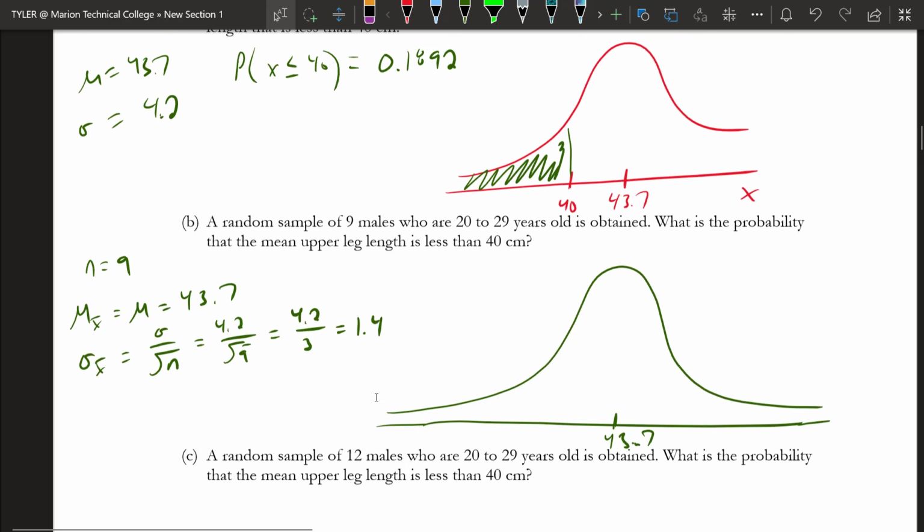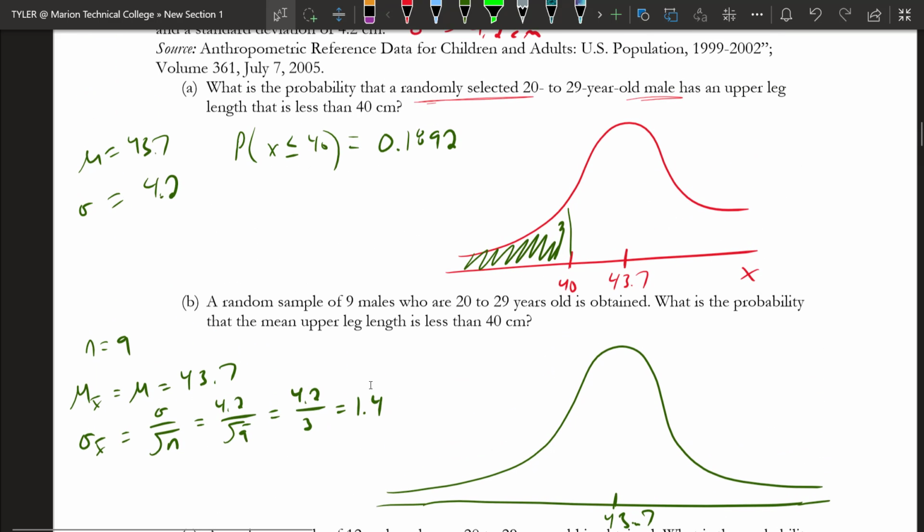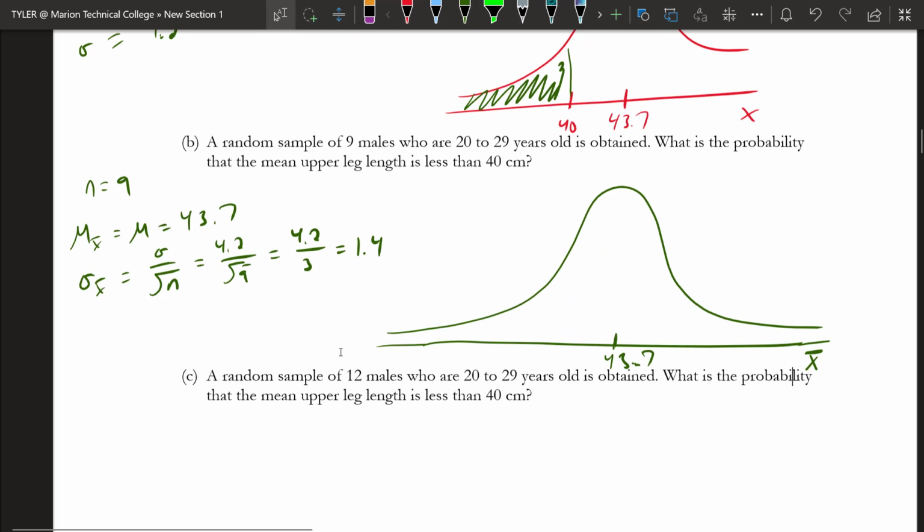So just because you have a normal population, it doesn't mean their graphs look alike. That's why we have to pay attention to what the mean is and what the standard deviation is, so that we can calculate the area appropriately. And the axis should be labeled x bar, because we're looking at a sampling distribution in this case.